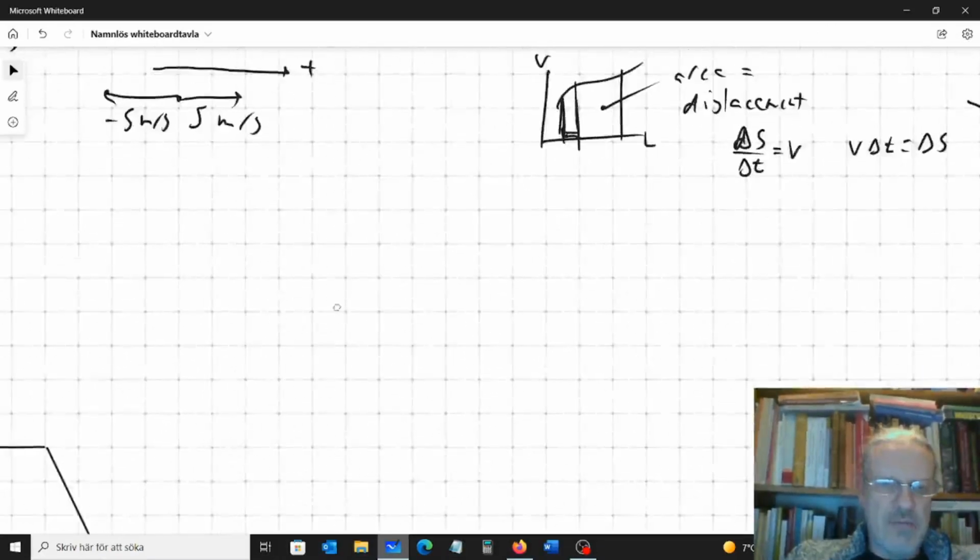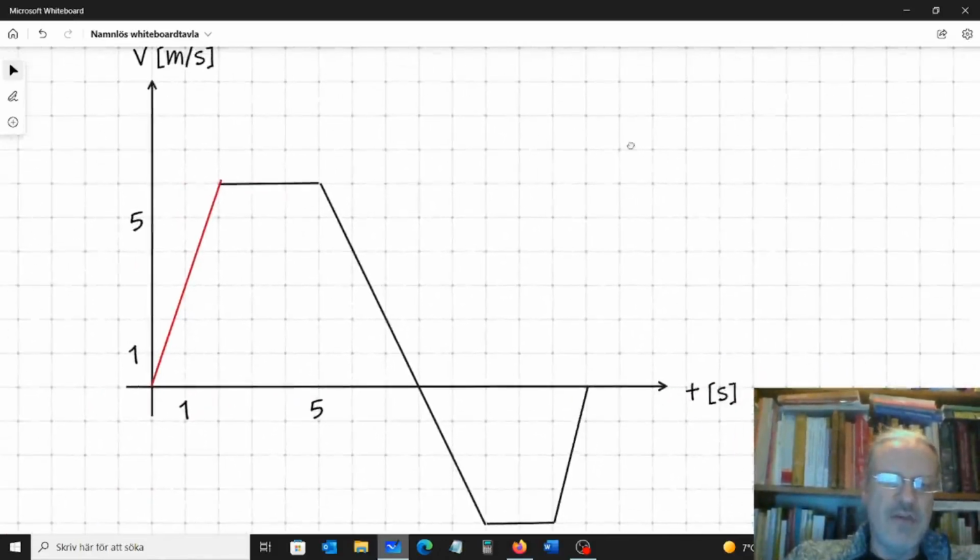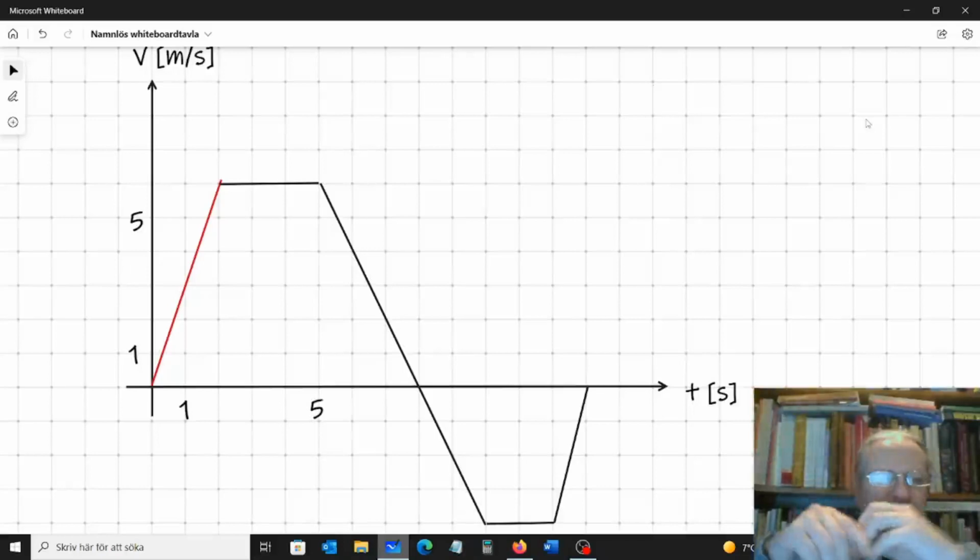We can go down here. I made a graph. So here is a v-t graph. We should calculate a few things. What could we find?